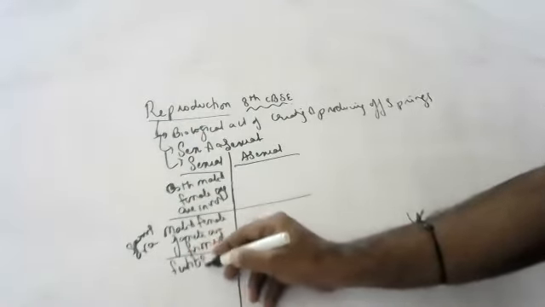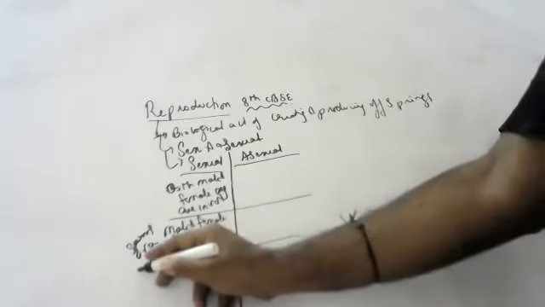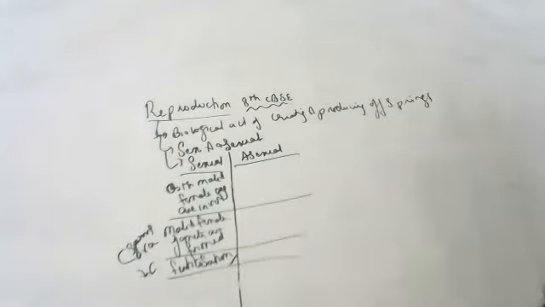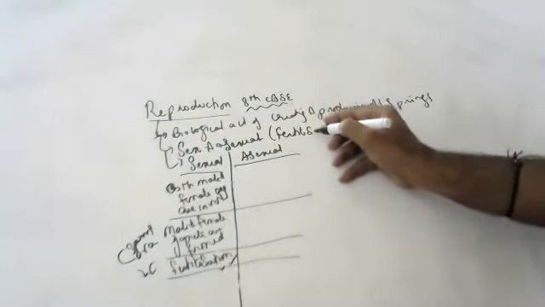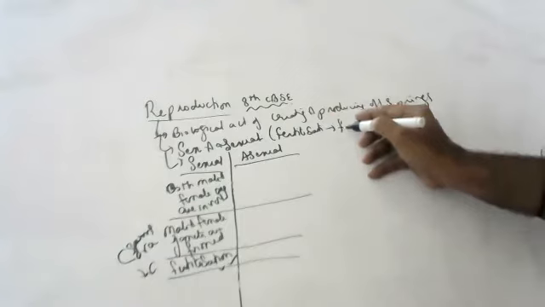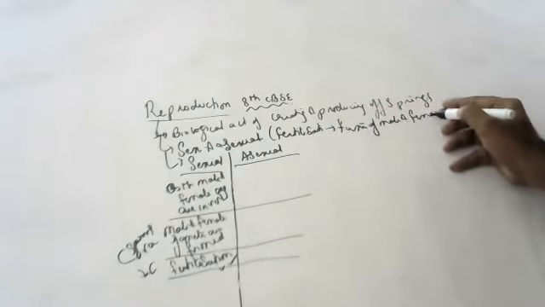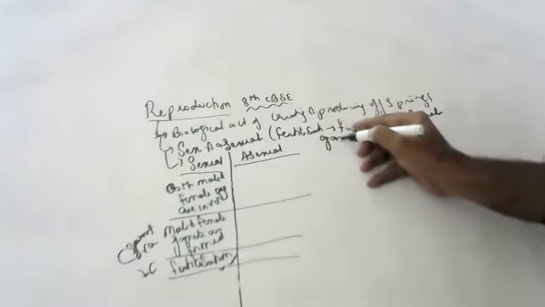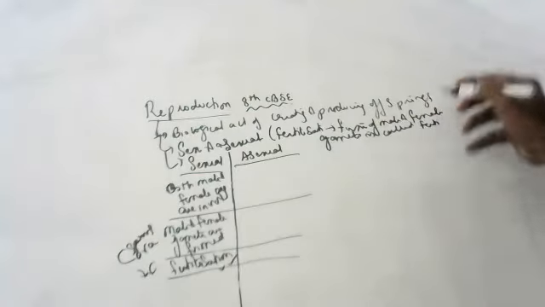Can anyone tell what is meant by fertilization? The fusion of male and female gametes is called fertilization. Fusion of sperm and ova. Here I am writing the definition. What is fertilization? Fusion of male and female gametes is called fertilization.